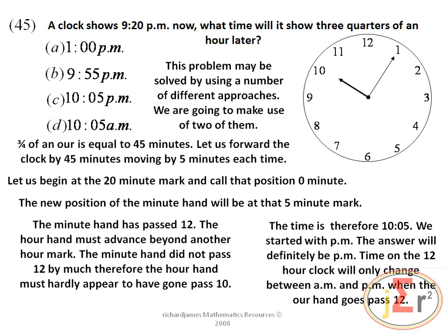We started with PM. The answer will be definitely PM. Time on the 12-hour clock will only change between AM and PM when our hour hand goes past 12. So if we started PM, we will end up at PM, because we do not change from AM to PM or from PM to AM unless this hour hand would have passed 12, and it did not, so we are sure that our answer is also PM. The correct answer is option C.